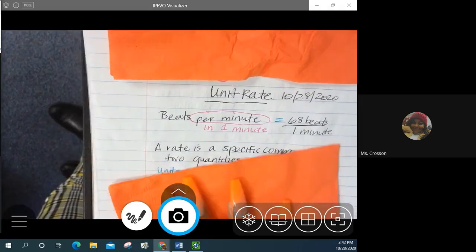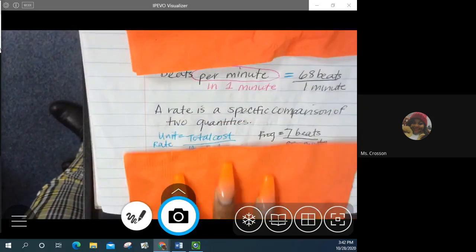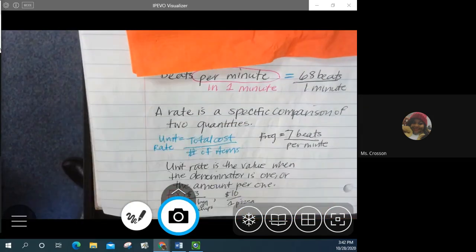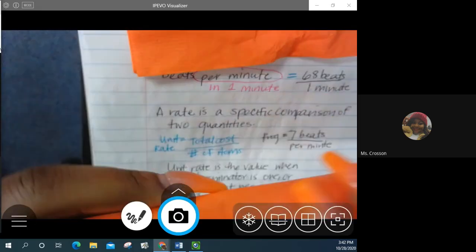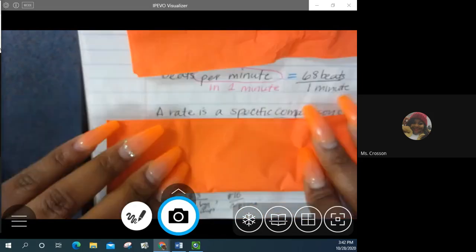All right, so now when we talk about unit rate, so ignore this little part right here for a second. All right, wait, I'll put it back up in a second.